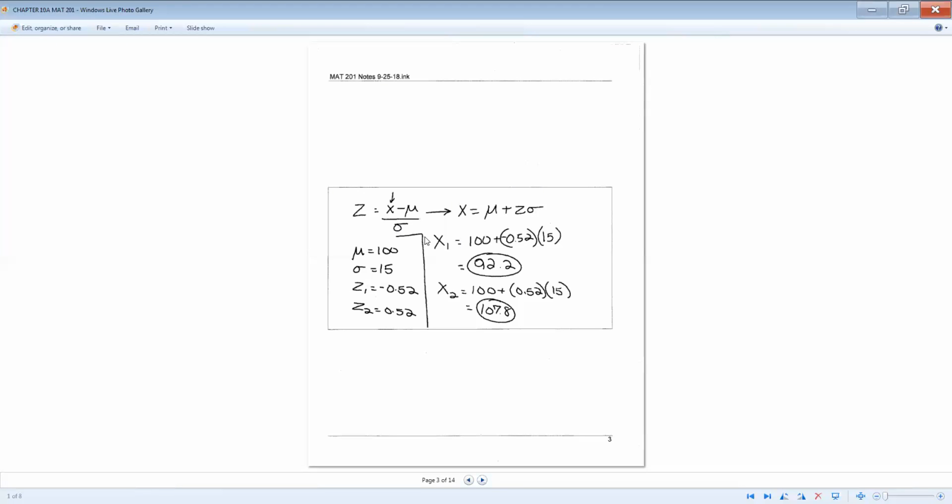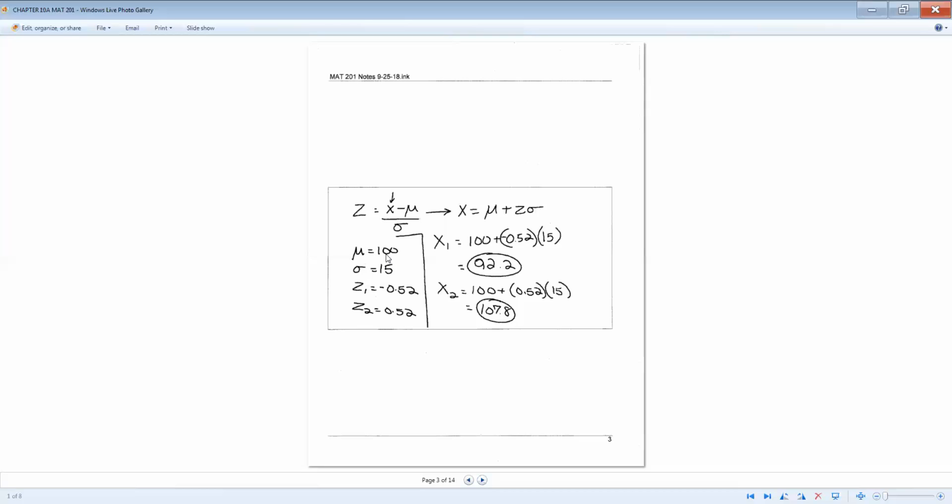Those are our z-scores. Remember, the z-score formula is z equal to X minus mu over sigma. In other words, your data value minus your mean over the standard deviation. So now if I decide to solve this equation or formula for X for the data value, I will end up having mu plus z times sigma. And so I can use that in order to find the data values that correspond to these two z-scores.